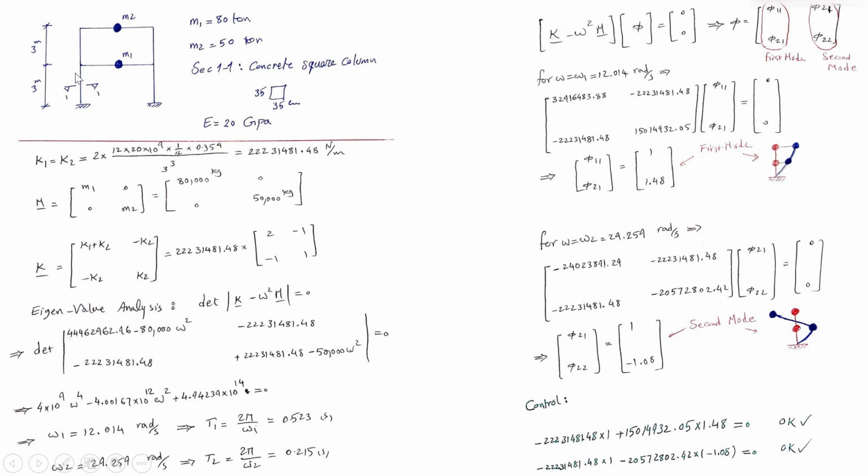building. The height of those stories is 3 meters, and the mass is lumped at the story level as M1 and M2, correspondingly equal to 80 tons and 50 tons. And if you look at the column sections, you will see there is a concrete square column, and the dimension is 350 millimeter, and the modulus of elasticity is 20 gigapascal, which means it's concrete.